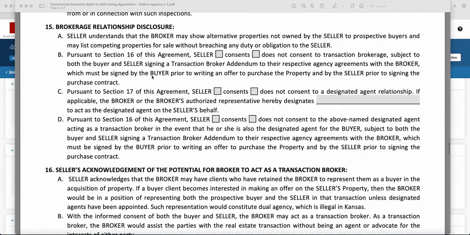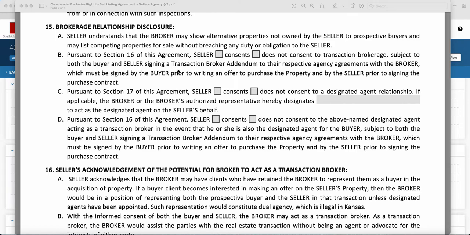Brokerage relationship disclosure, this is an important one where we have some check boxes. Seller consents or does not consent to transaction brokerage. We want to make sure that ideally, yes, they're okay with transaction brokerage status, and this is usually where we'll explain what that means. And I would say along the lines of, transaction brokerage means that if I happen to bring the buyer to your listing agreement and I'm representing them, this means that you're going to be okay that I work with both sides.